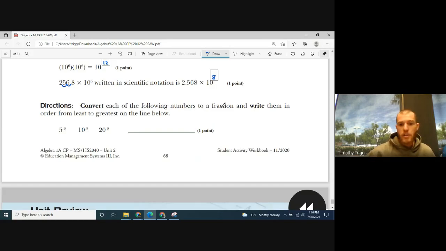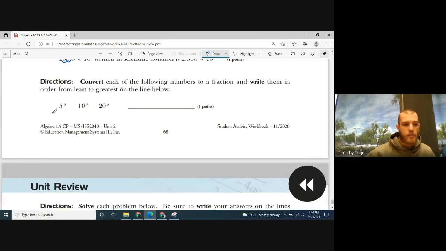Convert each of the following numbers into a fraction and write them in order from least to greatest in the line below. So whenever you see a negative power, you could think of that as 1 over the positive power of that, okay? So 5 to the power of negative 2 is the same as saying 1 over 5 to the power of 2. Same thing here. This would be 1 over 10 to the power of 2. By the way, to the power of 2, most people don't say that. They just say squared. So you could read this as 1 over 10 squared. What would be this one if you wrote it as a fraction? Well, this would be 1 over 20 squared.